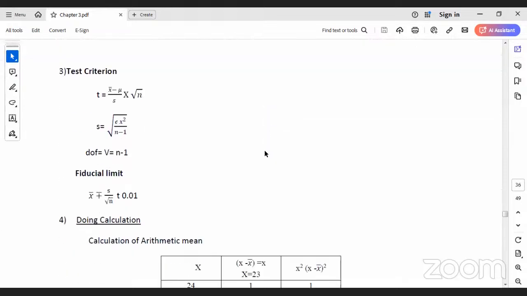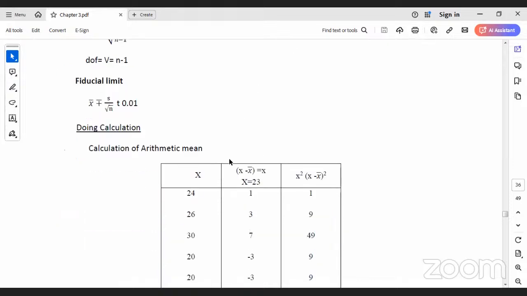So the test criterion is here. T is equal to x bar minus mu by S into under root n. Again, this will be written like this also: S is equal to under root sigma x square by n minus 1. Then degrees of freedom, DOF, V is equal to n minus 1. Then the fiducial limit: x bar plus or minus S by under root n times t 0.01.